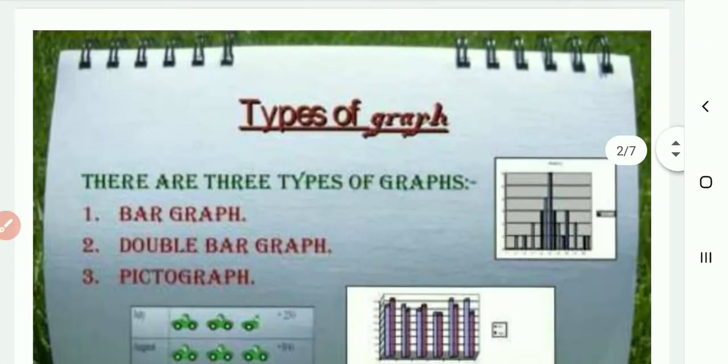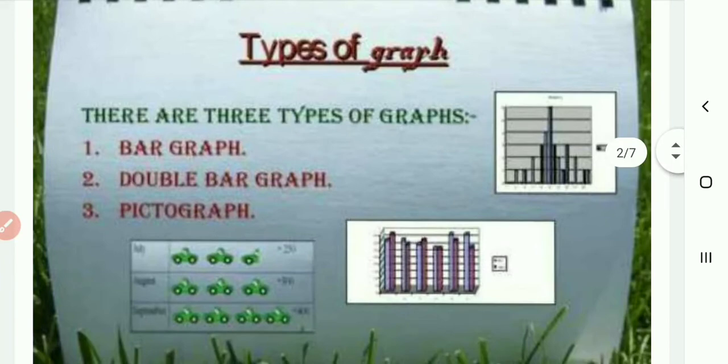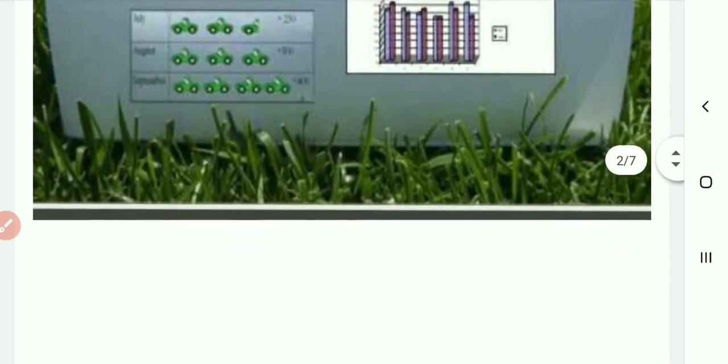So there are three types of graphs. First one, bar graph; second one, double bar graph; third one, pictograph. About pictograph you have already studied in detail in your class 6. But now I want to explain to you what a bar graph is.